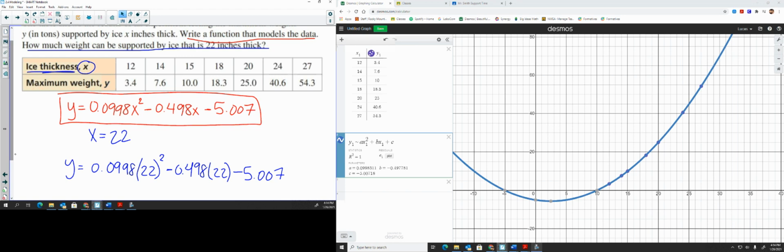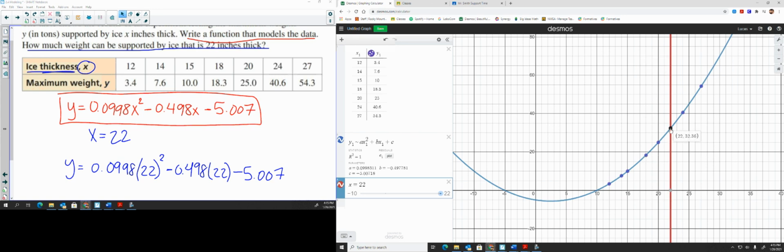Or if you still have Desmos up, we can get kind of creative here and we can say, hey, what happens when x equals 22? I just went one line down and I typed x equals 22, and that gives me a line at 22 on the x-axis. The point where these two things cross is going to be the y value of my function when x equals 22. So it's just a little shortcut if you're still using Desmos.